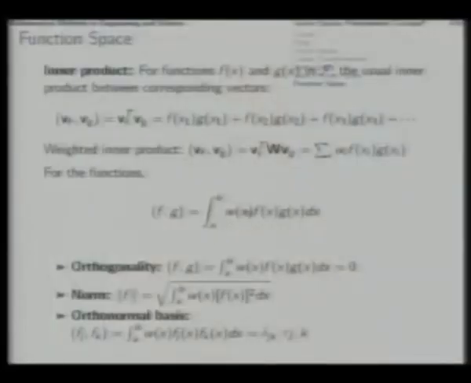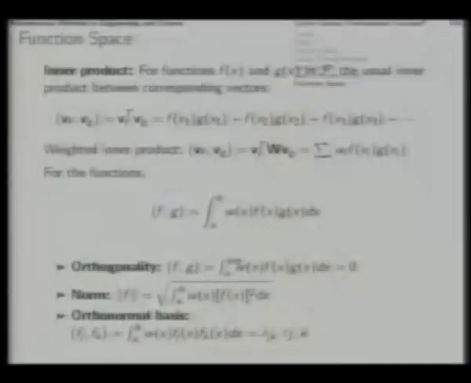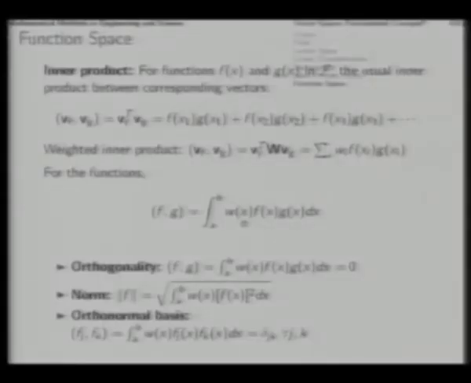So, you will say that two functions f and g are orthogonal when their inner product turns out to be 0. So, in that case you say f and g are orthogonal functions, orthogonal with respect to the weight function w. Okay. You can talk about norm. So, if in both places you put f, then you will have w into f square, and that integral you evaluate and take the square root of it, that is the norm. You can talk of orthonormal basis.